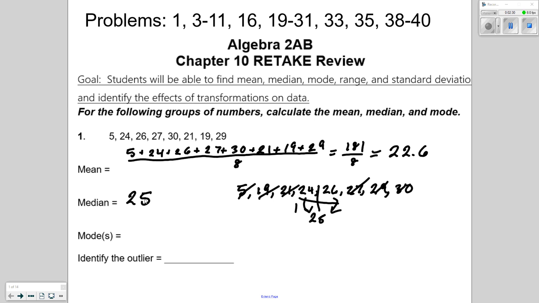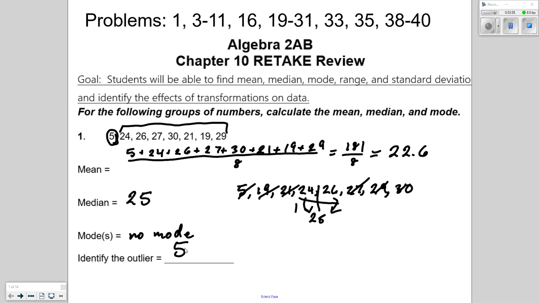And then for the mode, notice in this case, all of the data values appear the same amount of times. So if they all appear an equal amount of times, we've got no mode. No value appears more frequently than the other values. And then identify the outlier. If we take a look, all these values are close to the 20s. We've got a 30 and a 19, of course, but 5 really stands out. That's the one that's going to be skewing the data set a little bit. So we've got 5 as our outlier.